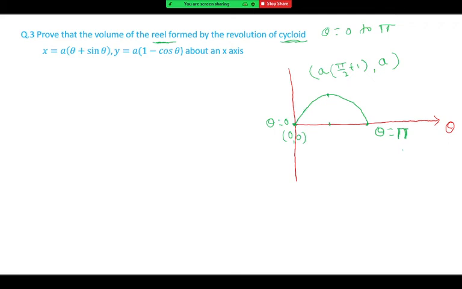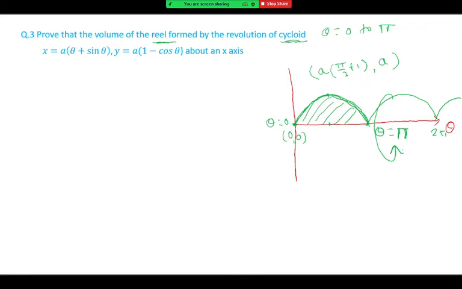This cycloid is a periodic curve. After this, it will be like that only. So this is 0 to pi, pi to 2 pi, 2 pi to 3 pi, and so on. Right now, only this one reel, only this part, we are rotating about the x-axis, and we want the volume of that reel formed by revolving about the x-axis. Got it? Diagram is not required.